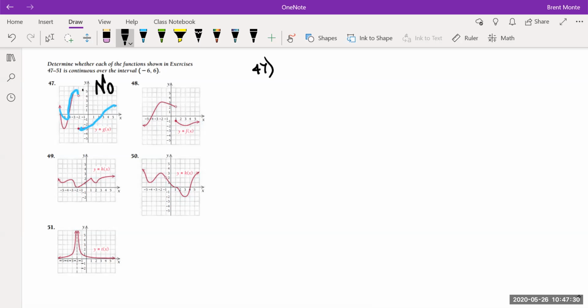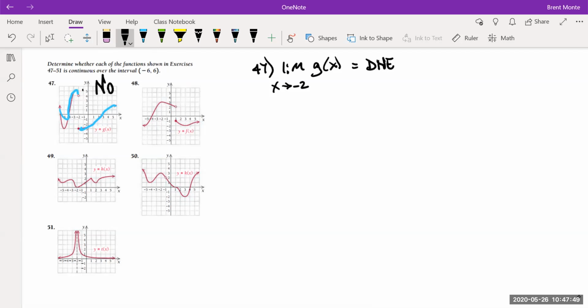47. Limit of f of x. Well, that's a g of x. Limit of g of x as x approaches -2 does not exist.